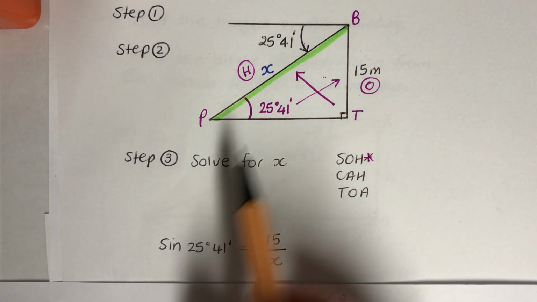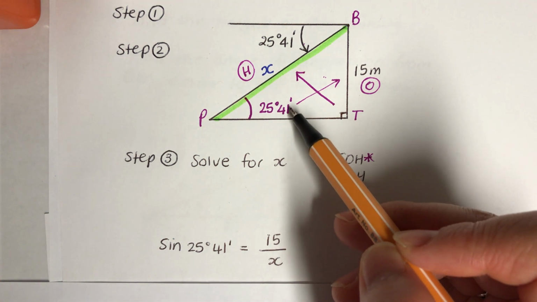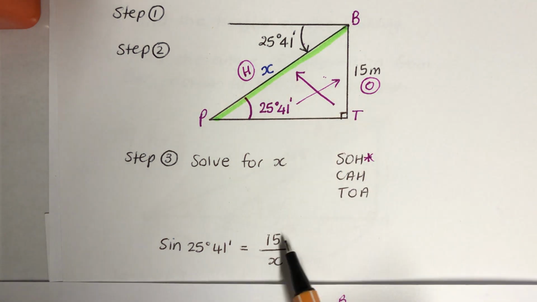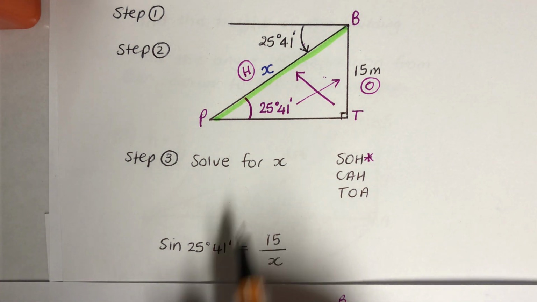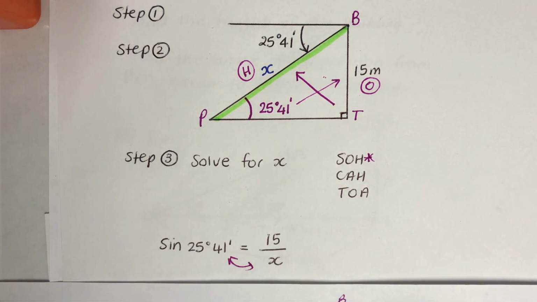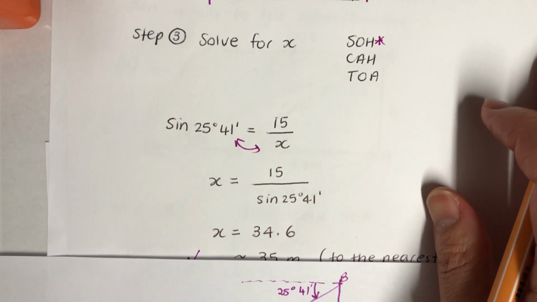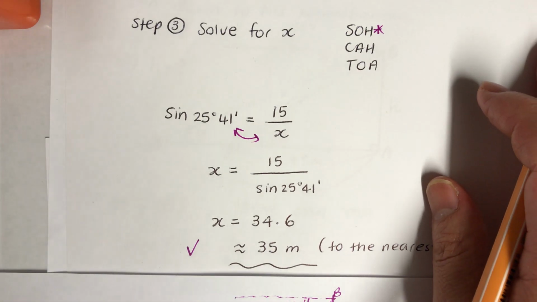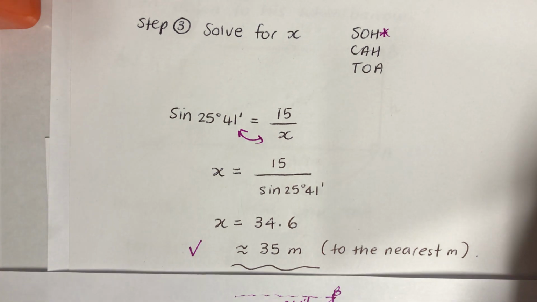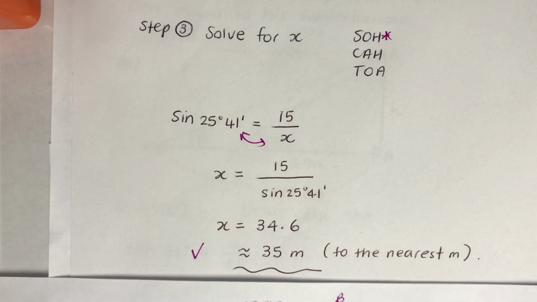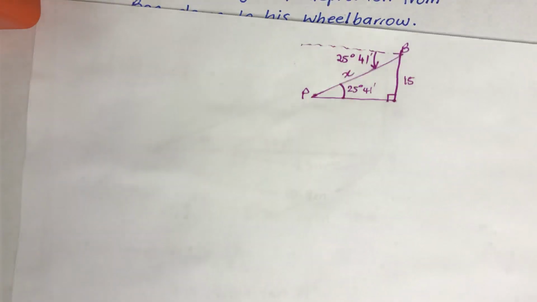So I'm going to put sine 25 degrees and 41 minutes equals opposite over hypotenuse, 15 over X. And I'm just going to have to swap this around, and I will get something like that. But the question says to the nearest meter, so it'll be 35 meters. Okay, so next one.